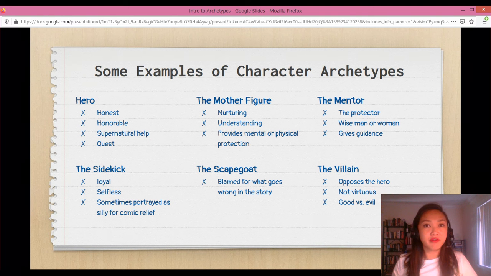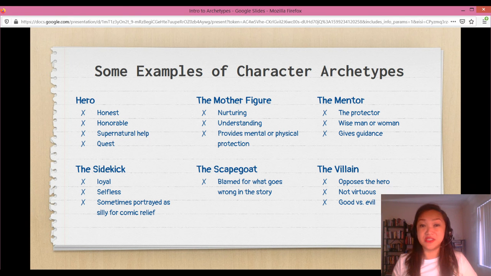Think of Lord of the Rings. In Frodo, the character Frodo, who is his mentor? Can you think of that character? It would be Gandalf, right? He is seen as a protector, he's a wise man, and he offers Frodo guidance. We also have the sidekick who is loyal, selfless, sometimes portrayed as silly for comic relief. So, again, with the example of Frodo, who is his sidekick?